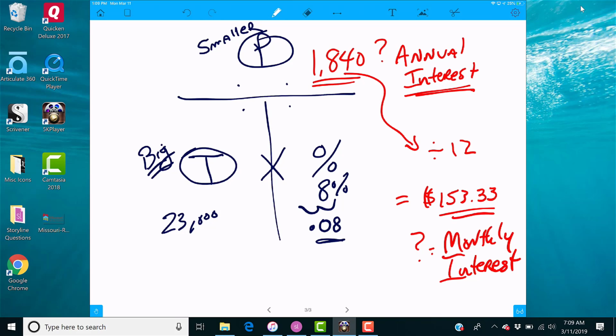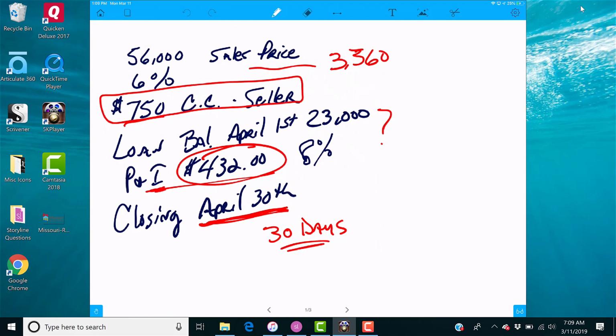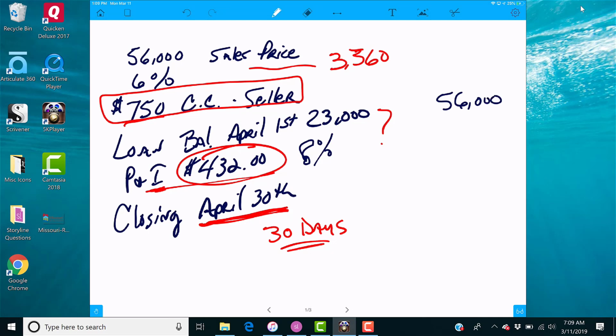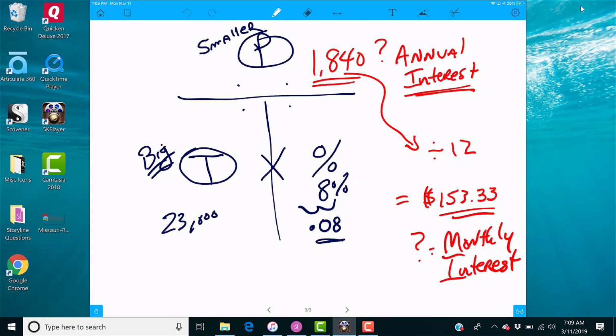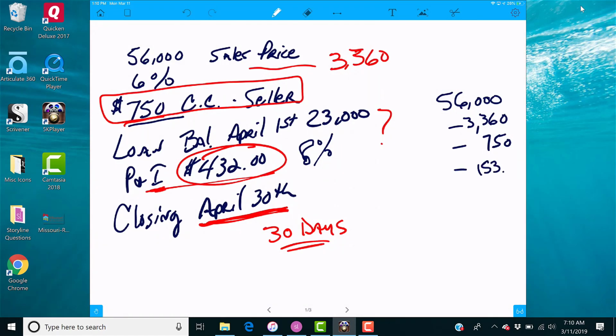Now we have all of the pieces to the puzzle, right? We have the monthly interest, we have the commission rate, and they give us the two other variables we need in this problem. So let me go back here and erase that, and do my different color. We have $56,000 sales price. We're going to subtract our commission of $3,360. We're going to subtract the $750 that's given to us in the problem, and we're going to subtract the interest on the loan, which was 153.33. So I need to put that in here, 153.33.